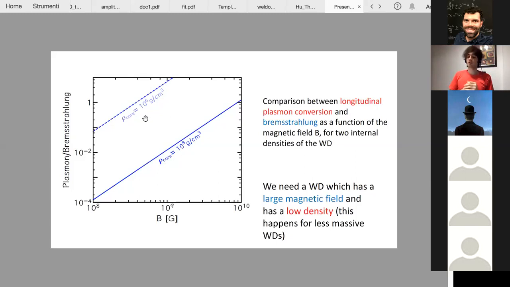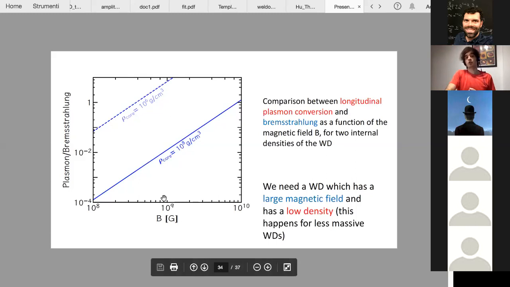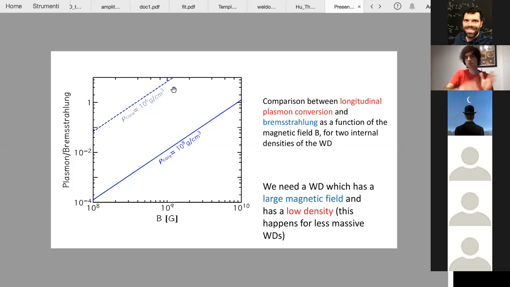And this is important because of what I told you before. If the density is smaller, it's better for our production of longitudinal plasmons. So you can see that for not very large magnetic fields, typical of magnetic white dwarfs, and a typical density for low mass white dwarfs, actually the plasmon one can be the relevant process to consider. Okay, and this is important because it gives you a way to break the degeneracy between the coupling of the axion to the photon, sorry, and to the electron.